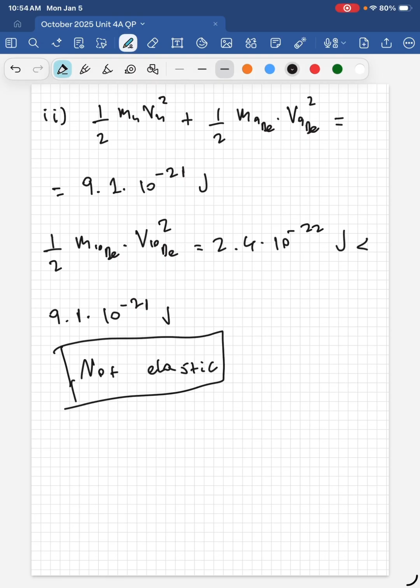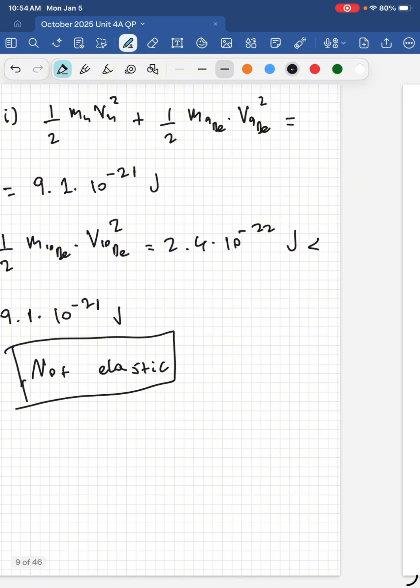Which is something to be expected from this kind of reaction in nuclear physics, where there is an absorption of a particle and then the creation of a new nucleus, etc. These are things that you are not taught in A-level physics, but in general, that's the case.